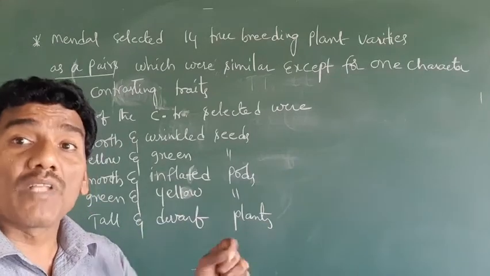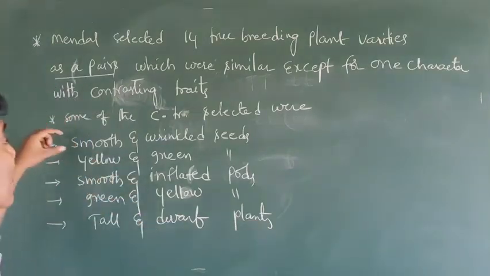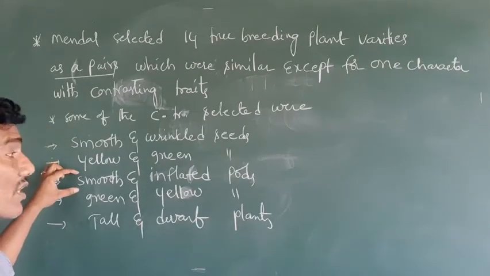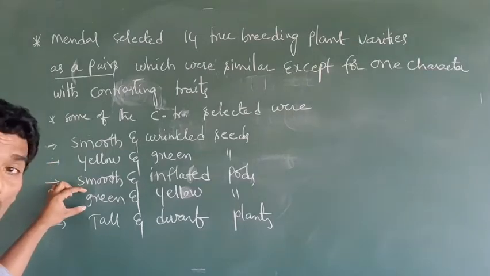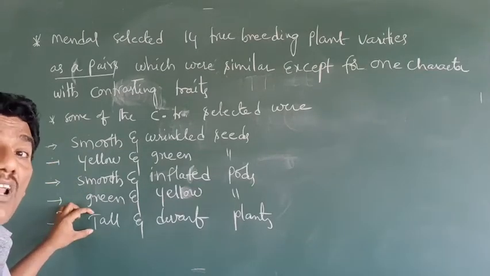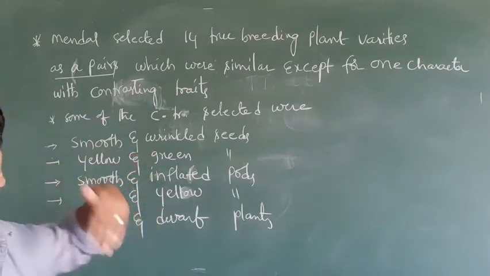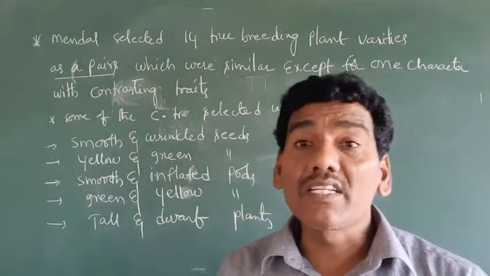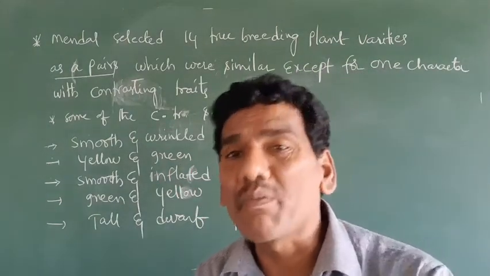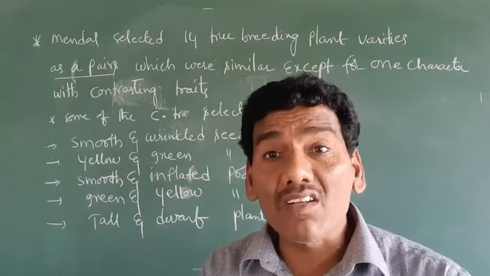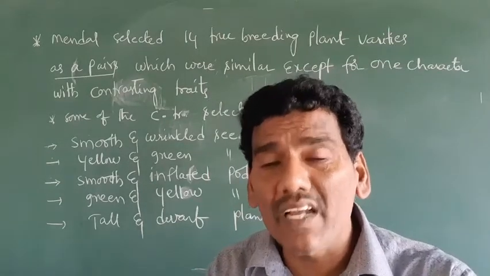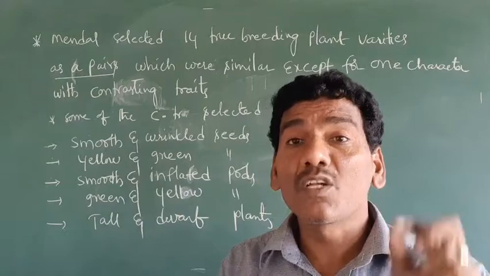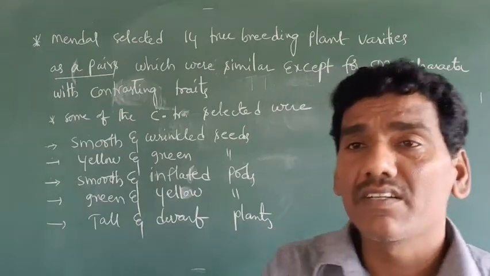Mendel selected some contrasting traits. What are they? Smooth and wrinkled seeds, yellow and green seeds, smooth and inflated pods, green and yellow pods, tall and dwarf plants. These are the contrasting traits Mendel selected, studied in the pea plant. Later I will give a table, and in that table you can clearly understand the 14 true breeding plant varieties.